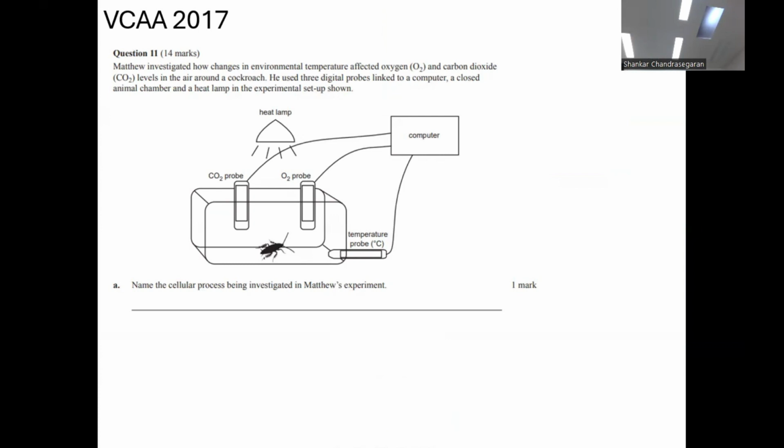Okay. Matthew investigated how changes in environmental temperature affected oxygen and carbon dioxide levels in the air around the cockroach. So basically, how does temperature affect how much oxygen or carbon dioxide is around the cockroach? What is the cellular process that they are investigating here?